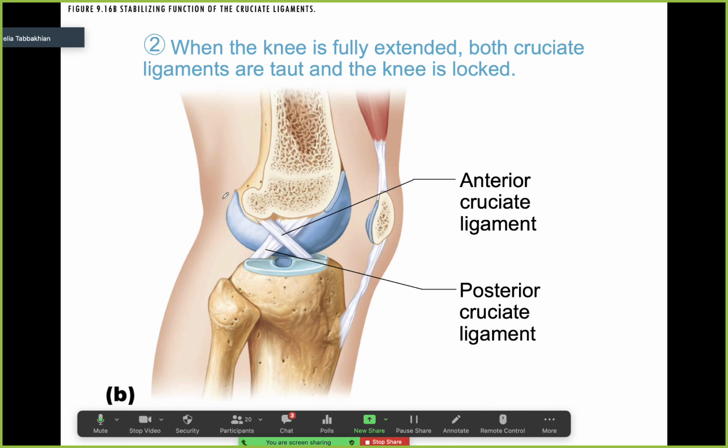When you're standing up straight, the ACL and the PCL should be nice and tight. There's no bending, no movement, and they are considered taut, T-A-U-T. What you don't see on these pictures is the LCL and the MCL, but I'm going to show you those on a separate image in just a moment.